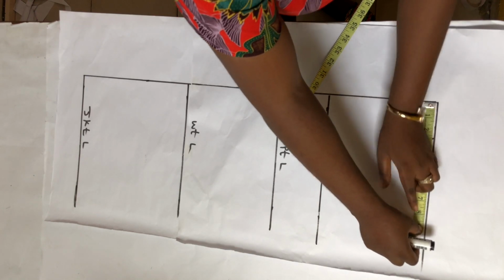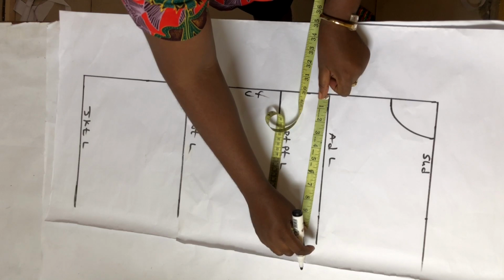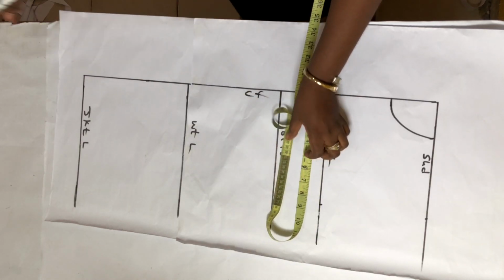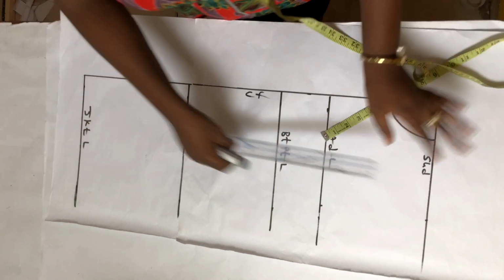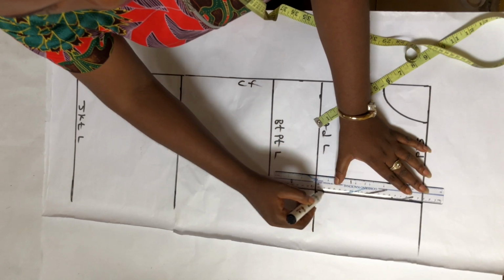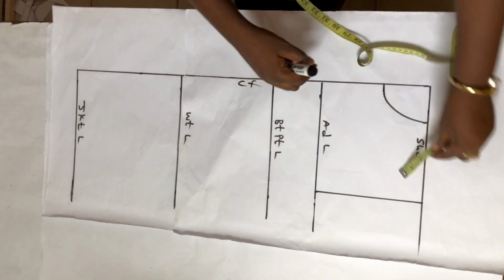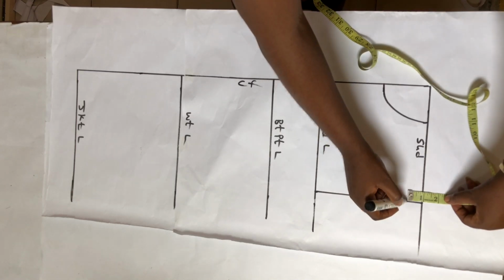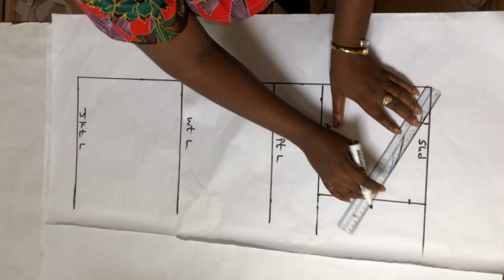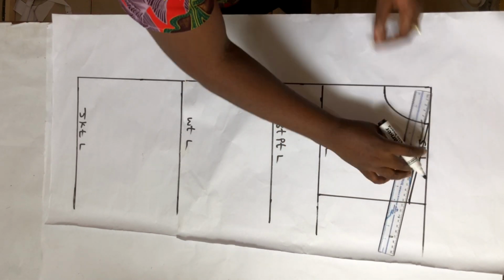I'm going to get my shoulder, 8.25. I'll mark the same on my armhole depth line, 8.25 also. I'll draw a straight line here. I'm going to slant my shoulder by 1 inch and connect it to my neck width.